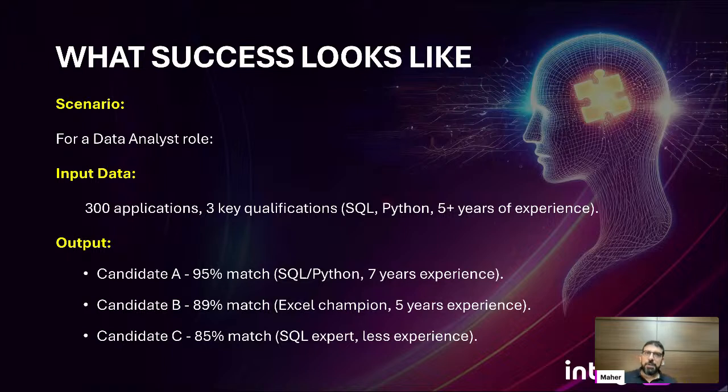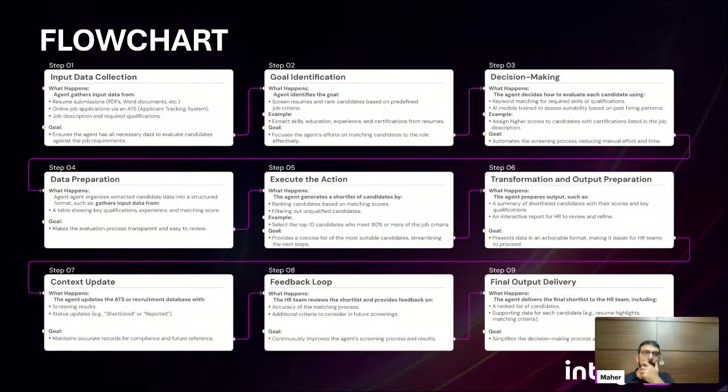And then what does success look like? If we look at a data analyst role, we could put certain parameters in there. Those parameters can be very simple, like you see right here. We have 300 applications, and the main qualifications are SQL, Python, and 5 years of experience. We can push that we want certain matches to be at a certain percentage, and then it can start rating your candidates and looking at them in different ways. So that's just one idea of what a successful agent could be doing.